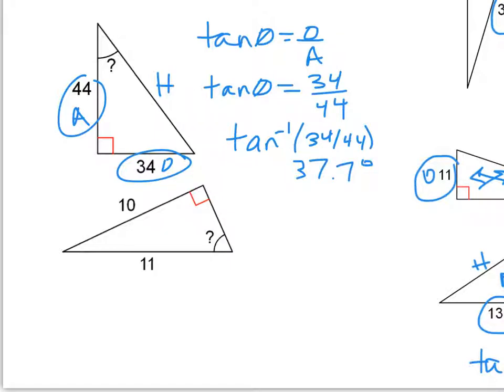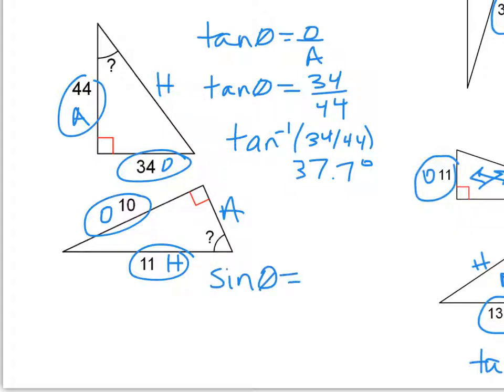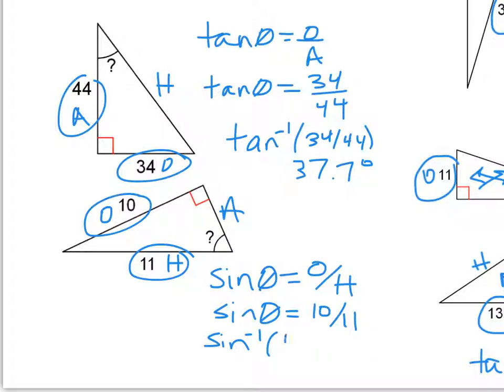Last one, label H, O, A. I have stuff at H, I have stuff at O, so I'm going to be using sine. So sine of my angle theta equals O, which is 10, over H. So sine of theta, don't know what theta is. O is 10, H is 11. To undo sine, we're going to do the inverse of sine. So inverse sine of 10 divided by 11. Which is going to give me 65.4 degrees.